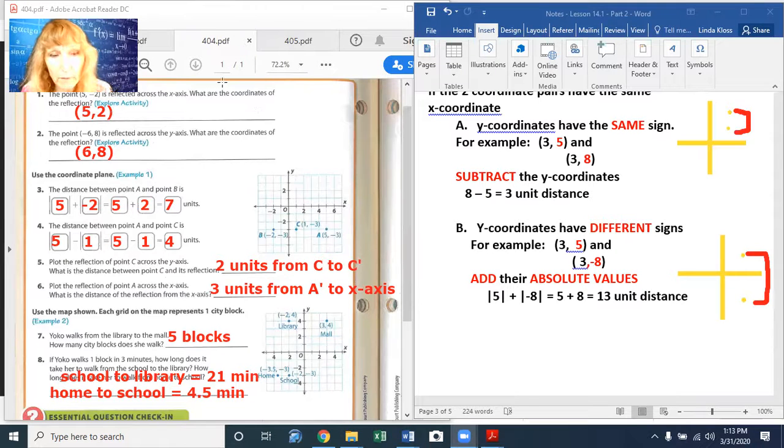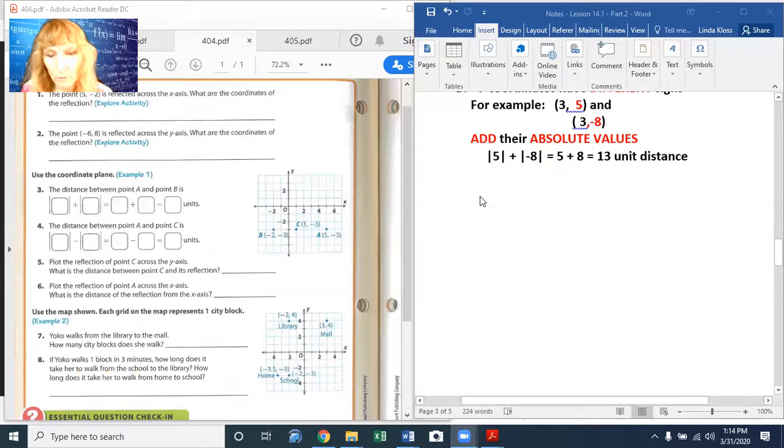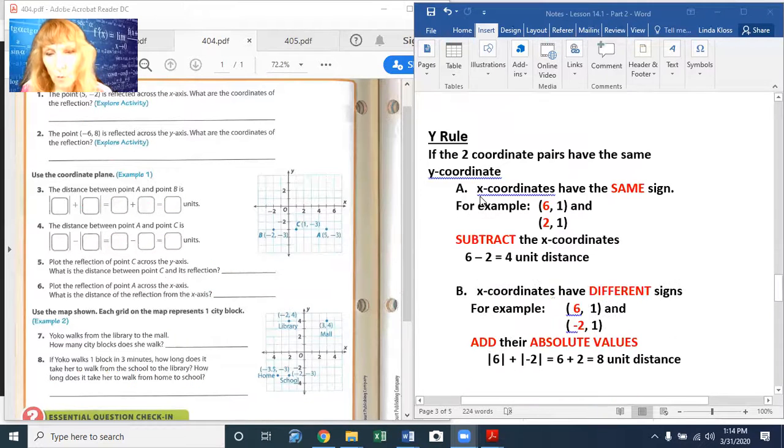Okay, if you need to write that down, because I'm going to be clearing those drawings in a moment, go ahead and pause and write that down if you need to. Okay, I'm going to clear that. And now I'm going to go to the other rule. What is the y rule? Now we're going to have the same y coordinates, different x coordinates.